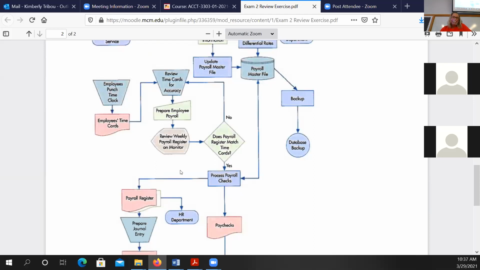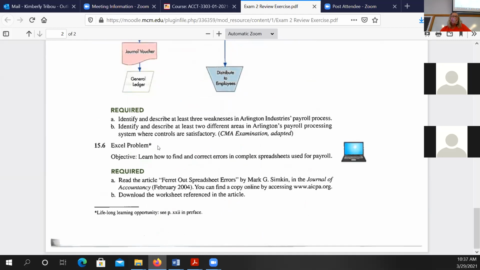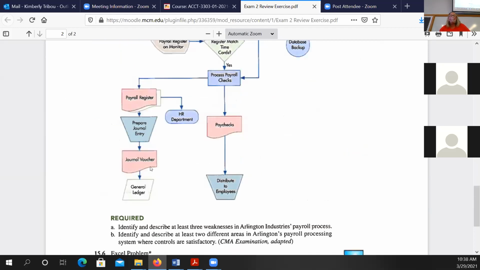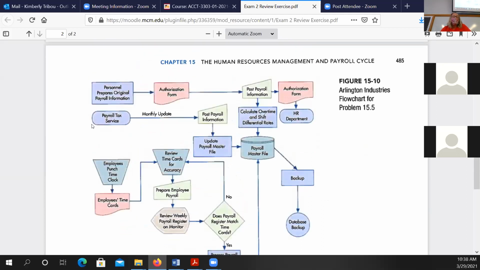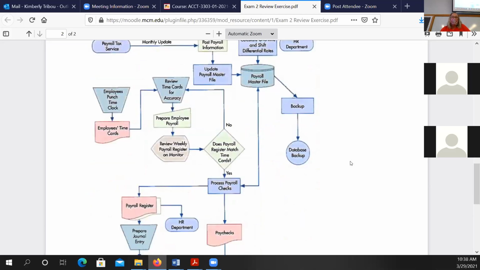So let's do required item B, identify these two different areas in their payroll processing system where controls are satisfactory. So let's identify some of the controls that are embedded in this process. We talked about using an external provider to deal with the tax rates and having those tax rates automatically feed into our database system. Where else do we see controls embedded in this process?